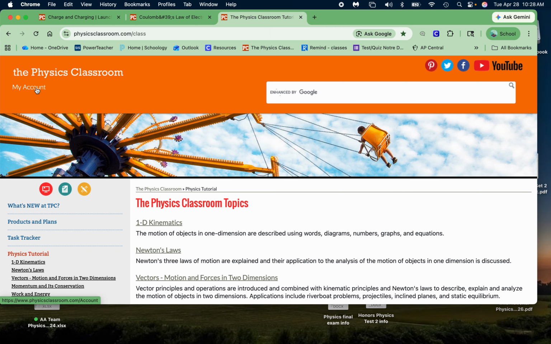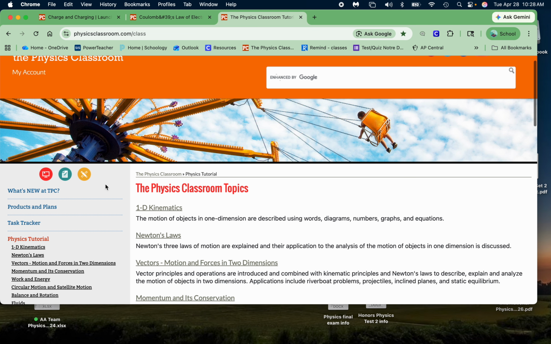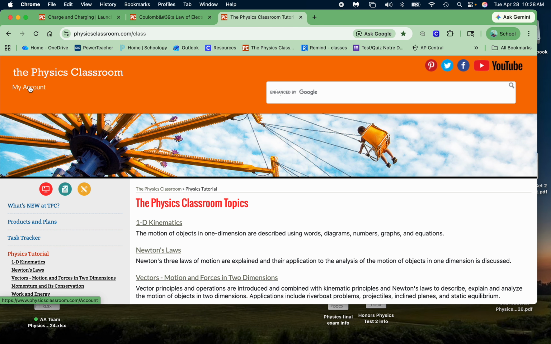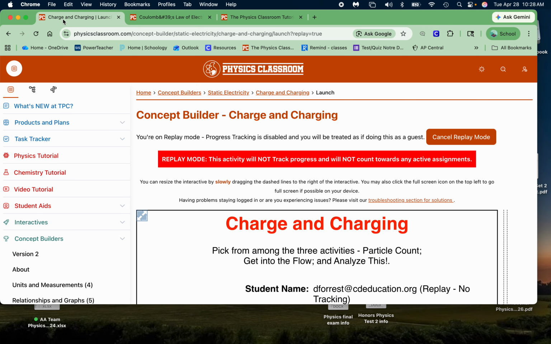You should log in. If you forget your login, you may need to request a password reset, or you can talk to me maybe, but I'd prefer you try to do that. I know we haven't used it in a while. Anyhow, when you log into your account, which is up here, you'll see some tasks below. There should be 2 concept builders that have dates of basically the next day or 2 on them, and they look like this. The first one is called Charge and Charging.